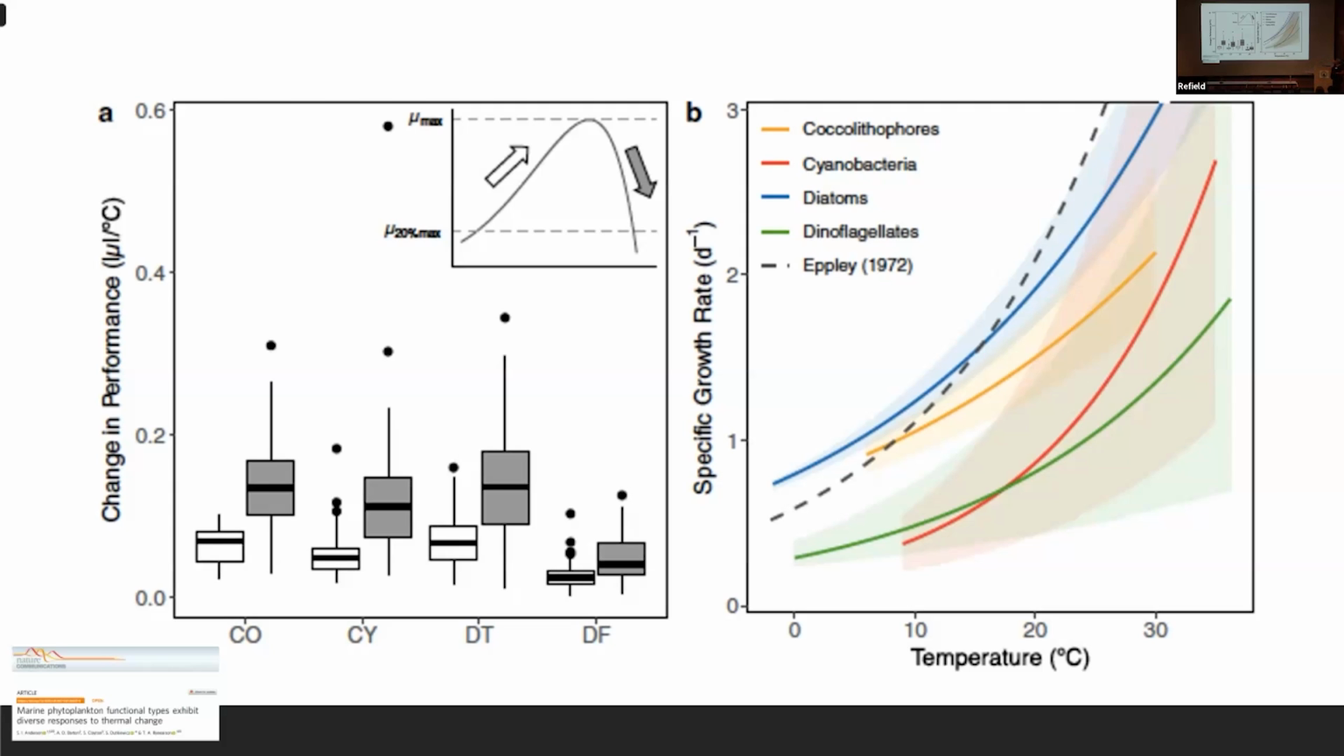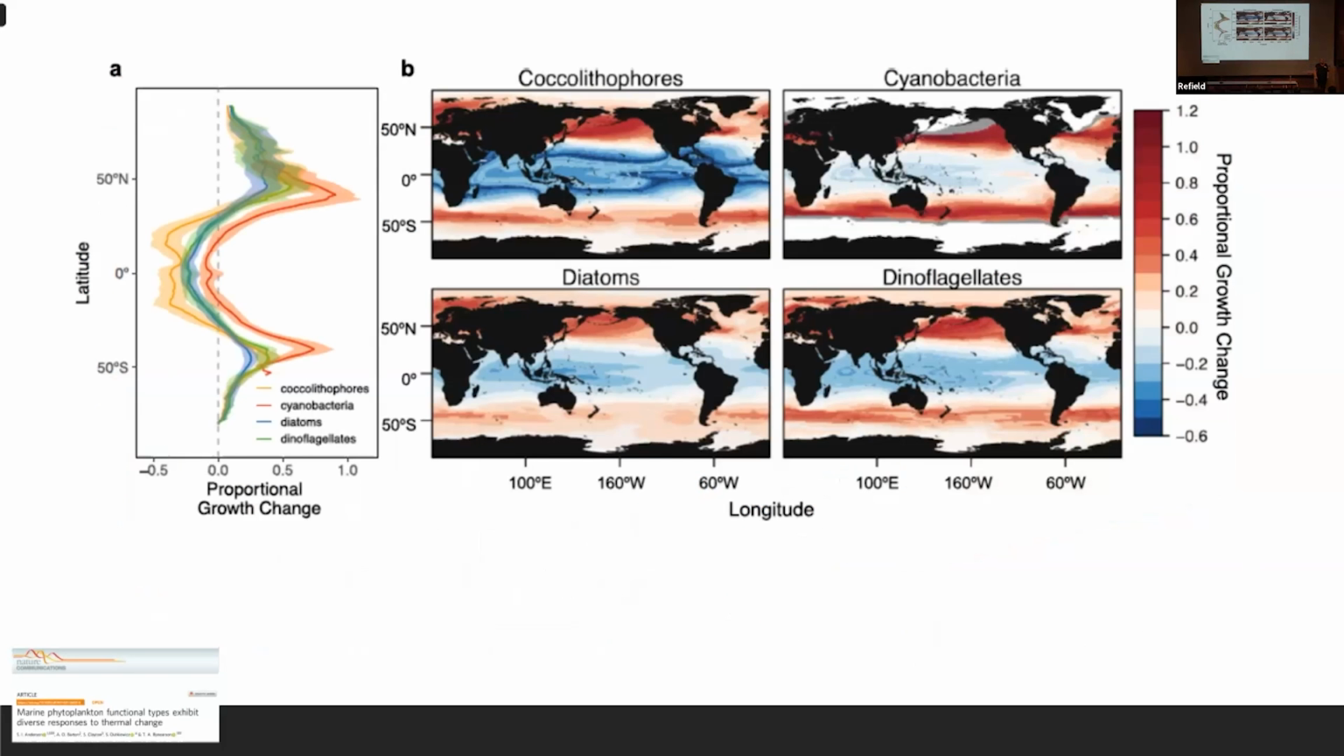Here on the right are the growth rate versus temperature relationships. The dashed one is the Eppley curve, the blue one is diatoms, but look how different the coccolithophore, cyanobacteria, and dinoflagellate curves are. All right, here's what they did with it. They put it into a sea surface temperature model where they were able to predict global distributions of these 4 different groups under a climate change scenario.